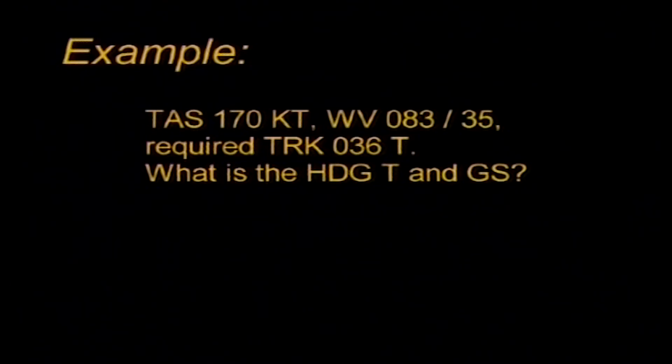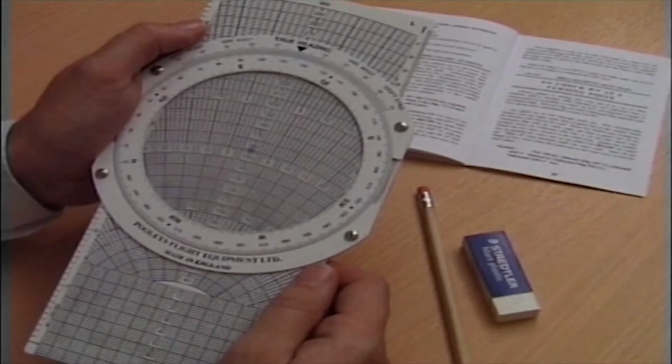Another example. TAS 170 knots, wind velocity 083/35, required track 036 degrees true. What is heading true and ground speed? This is the practical example that you use in everyday flight.